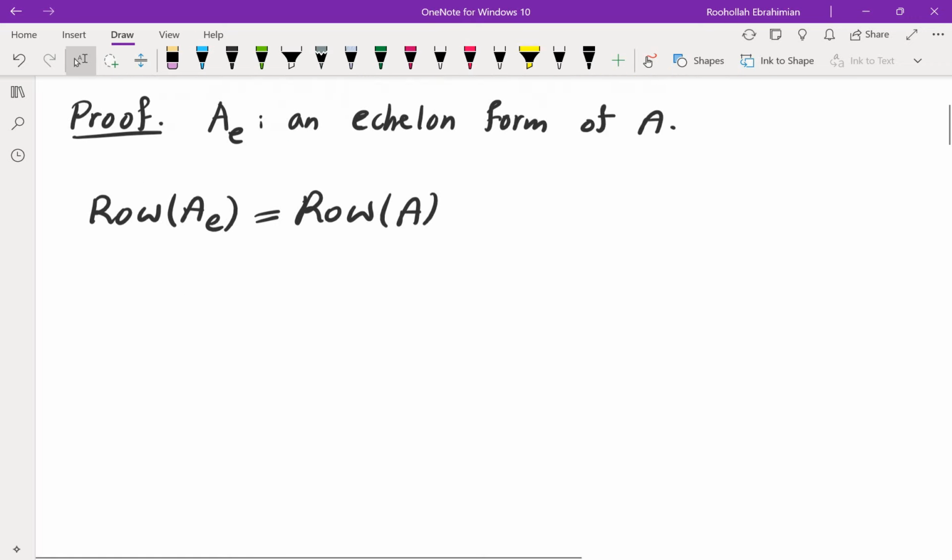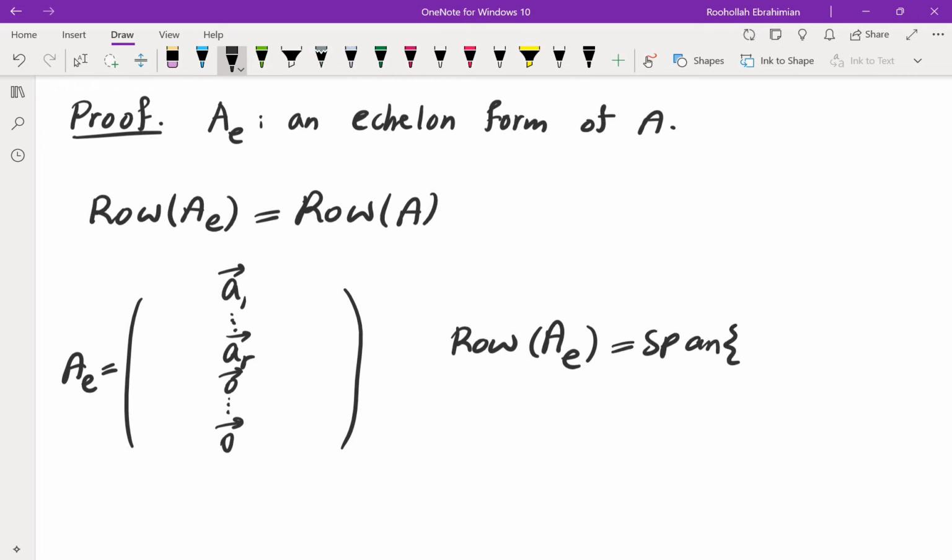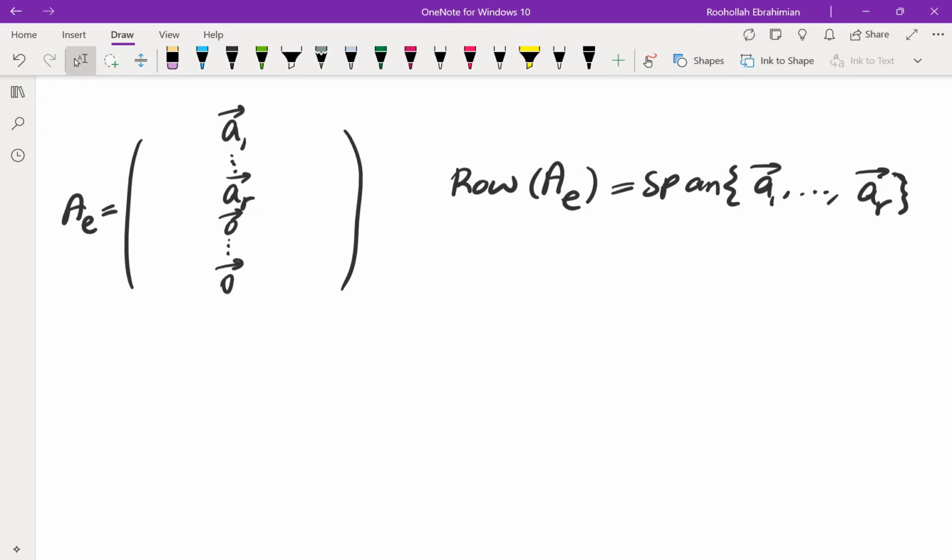Now if you look at the echelon form, a bunch of the vectors at the bottom are going to be zero. Because I'm trying to find a basis, I can ignore those. And the vectors on top that are not zero, I will have to show those vectors form a basis. Now, they are, of course, spanning because the row space of the echelon form is by definition the span of these vectors. So they are spanning. All I need to show is that they are also linearly independent. So how do we show they are linearly independent?